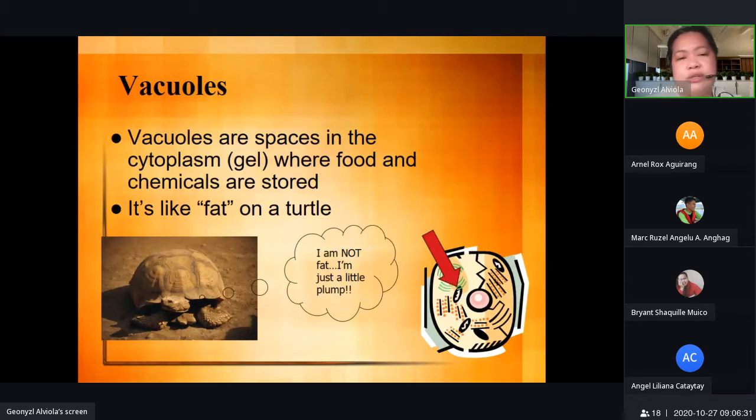Vacuoles. Vacuoles are spaces in the cytoplasm where food and chemicals are stored. It is like the fat on a turtle. Okay, vacuoles also vary in different cells. Some cells have large vacuoles, like what we have in plants, and animal cells have vacuoles that are smaller in size. So that's the difference between plant and animal vacuoles.